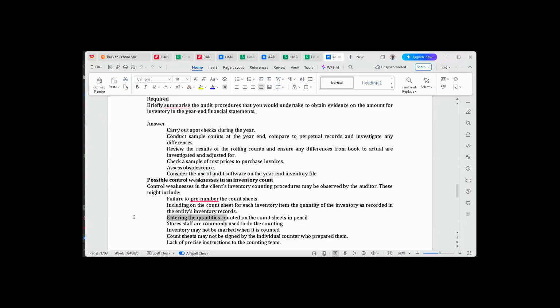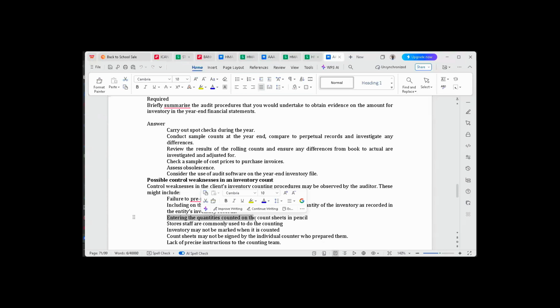Then you need to enter quantities counted on the stock sheet. They should ensure that they don't enter the quantity counted in pencil. Why should they not enter in pencil? If they enter it in pencil, it can be easily erased or easily adjusted.